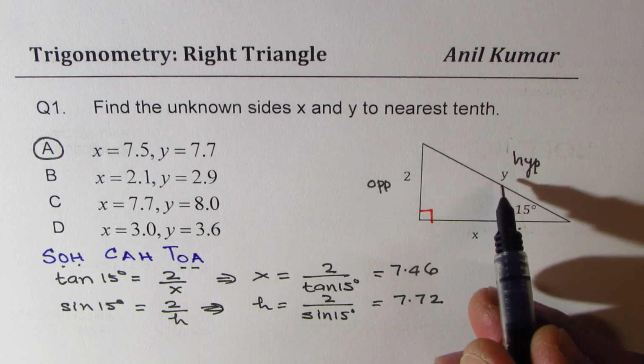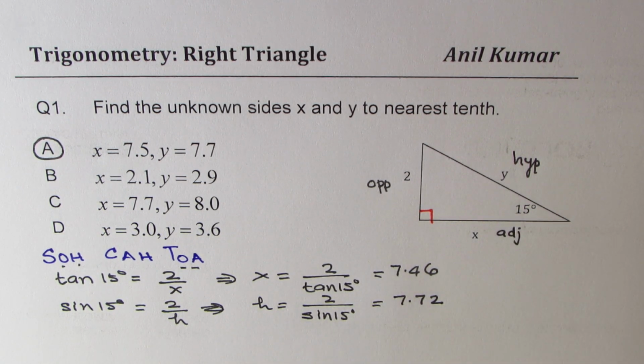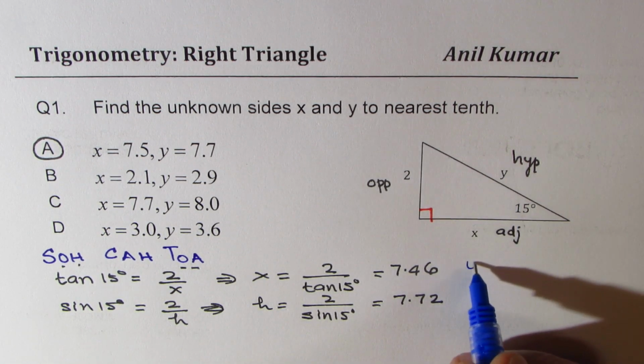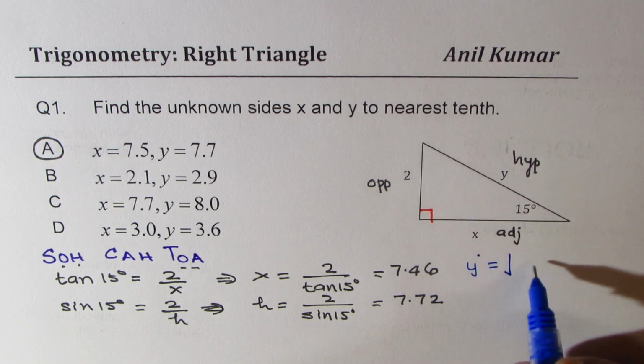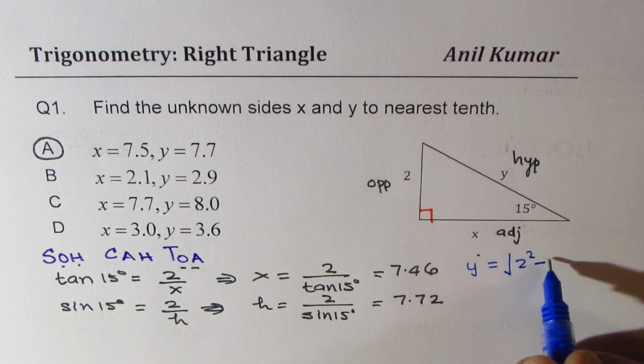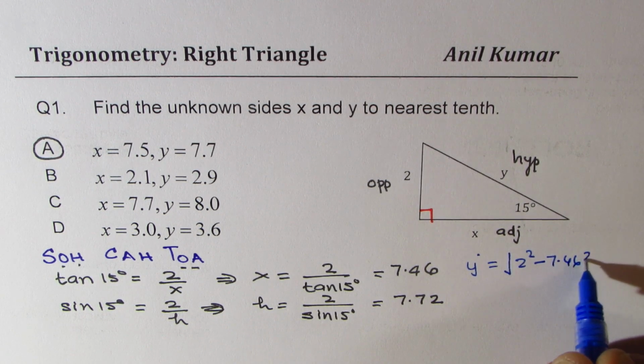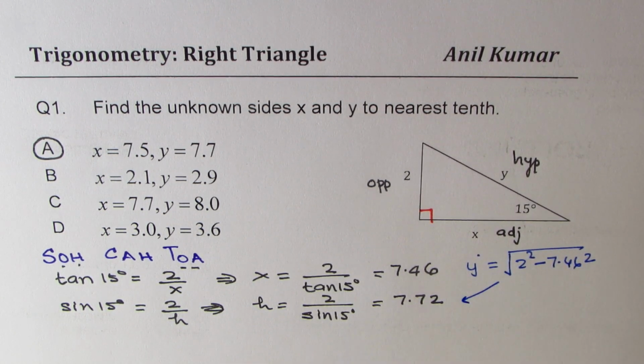Now at this stage you could also say that y equals the square root of 2 square minus 7.46 square. You could do that also to get this result.